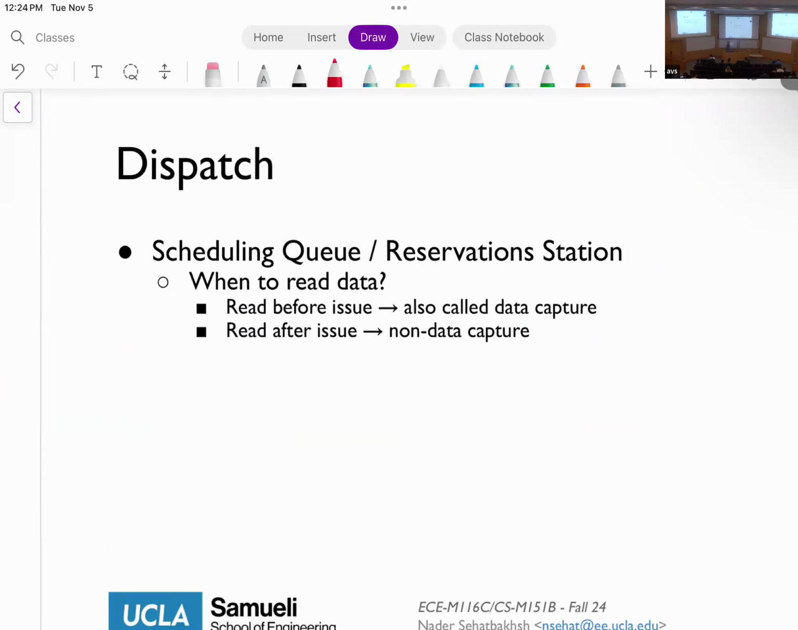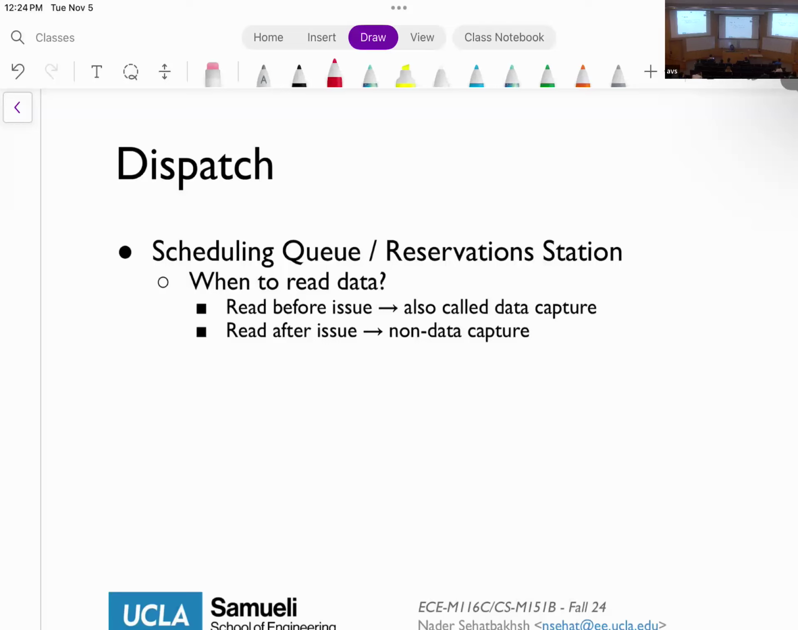Another thing that we need to think about, and there are two options commonly used in different microarchitectures, is when is the time for us to read the data? If you remember in the class, we said that we're going to rename and use physical registers. So we're going to put things into the reservation stations, but we're not going to store the values. We're just going to put the register names.